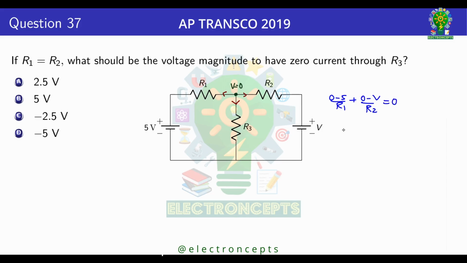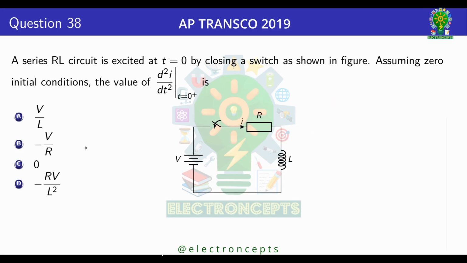Since R1 is equal to R2, minus 5 minus V is equal to 0. Therefore, V is equal to minus 5 volts. Therefore, option D is correct. Question number 38. A series RL circuit is excited at t equal to 0.